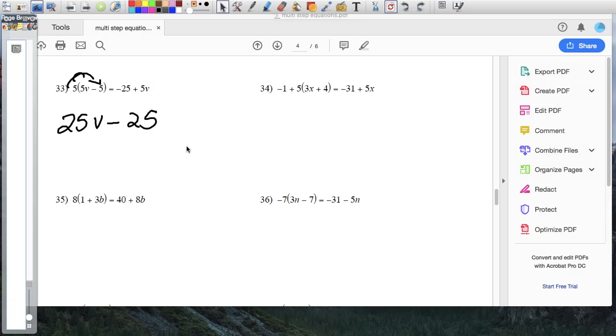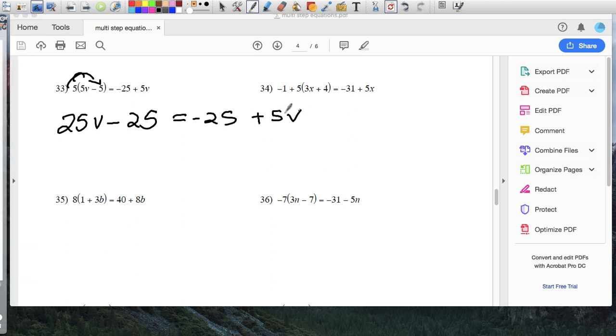So 33, and then you get negative 25 plus 5v. So I cannot combine any like terms, but I can get rid of one of the v's, either this v or that v. So let's get rid of the smaller v, which is here.